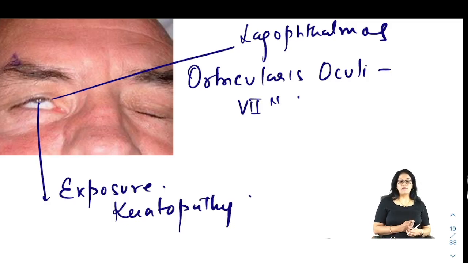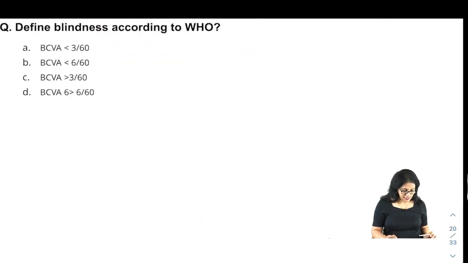So we may need to do a tarsorrhaphy to join the lids to avoid this corneal damage, or we may even use gold weights on the upper lid so that the eye closes, right? So that was about lagophthalmos.